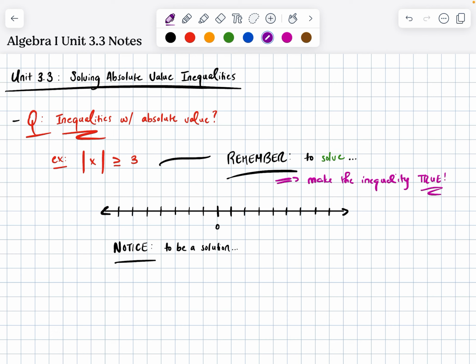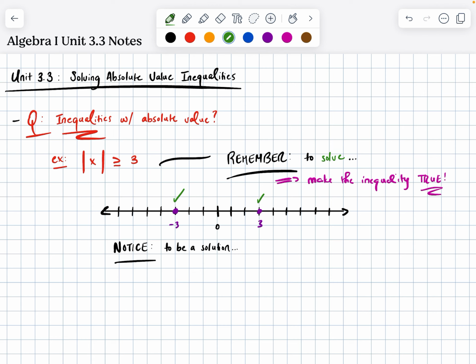Alrighty. Well, our first ones, if we see an or equal to, hopefully some of the first numbers that came to mind for you would be 3 and negative 3. If I take the absolute value of either of those numbers, I would get 3. 3 is equal to 3, so both of these numbers will make my statement true.